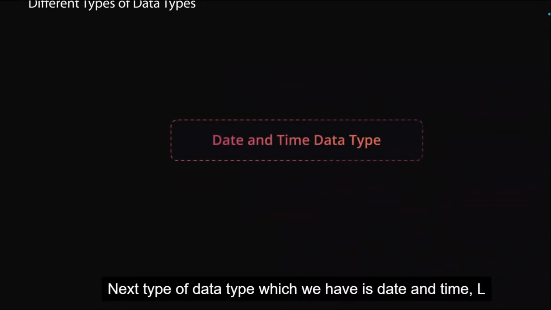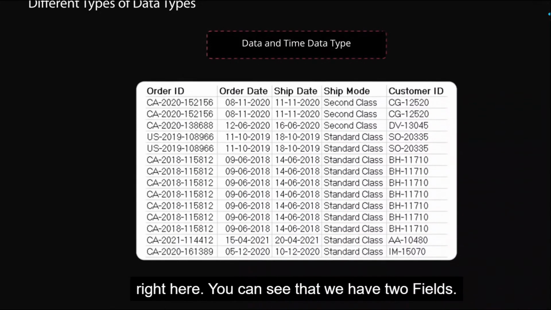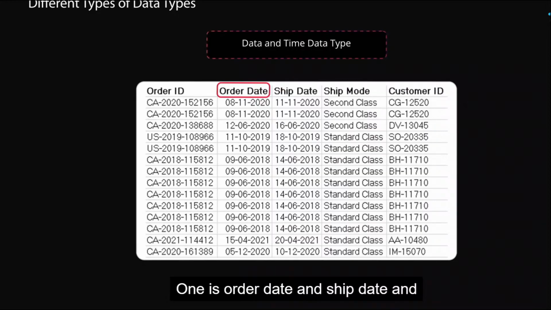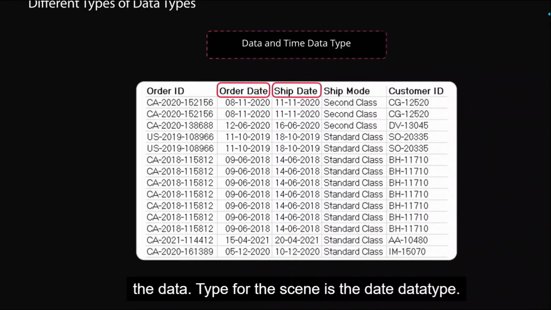Next type of data type which we have is date and time data type. Here you can see that we have two fields, order date and ship date, and the data type for the same is the date data type.